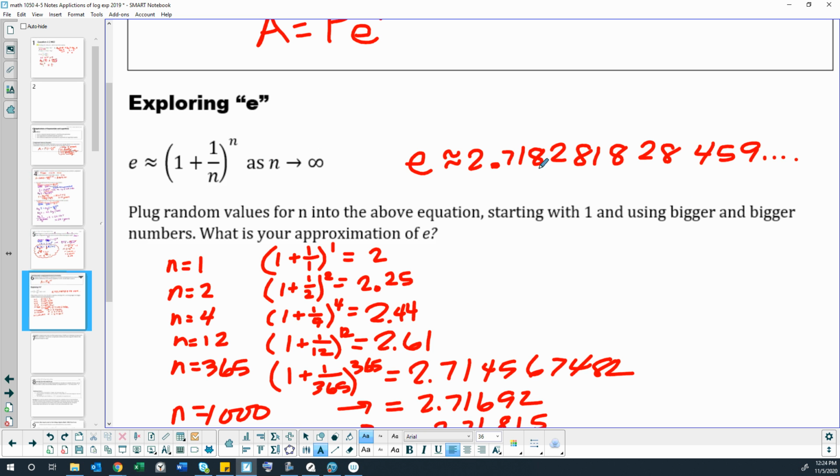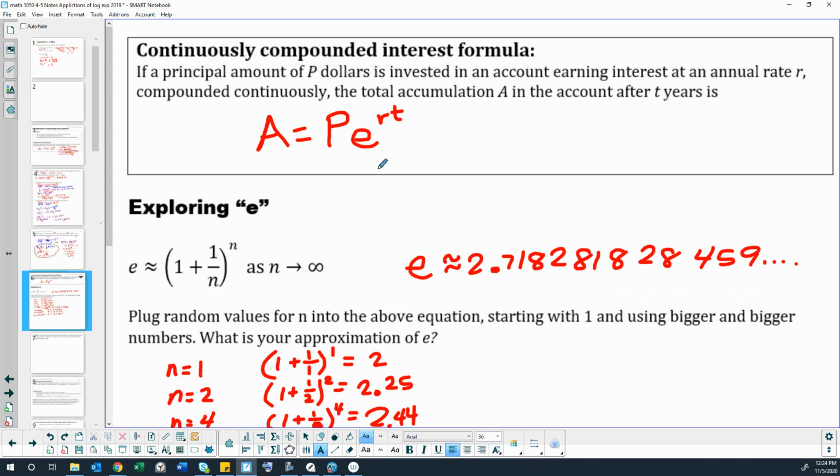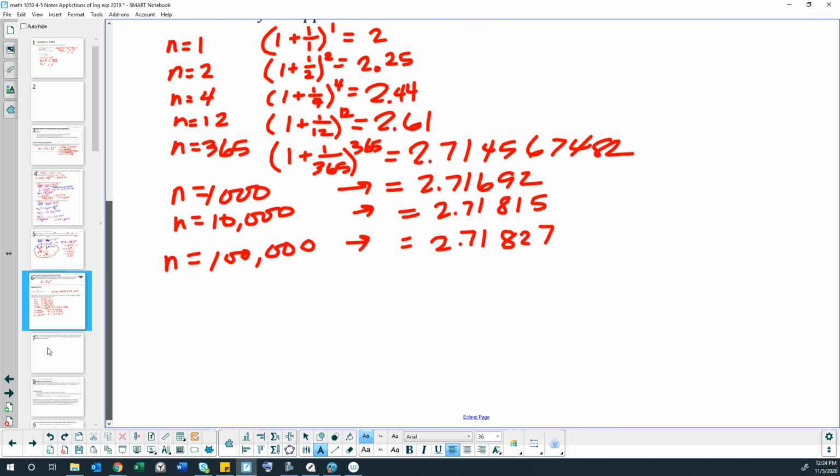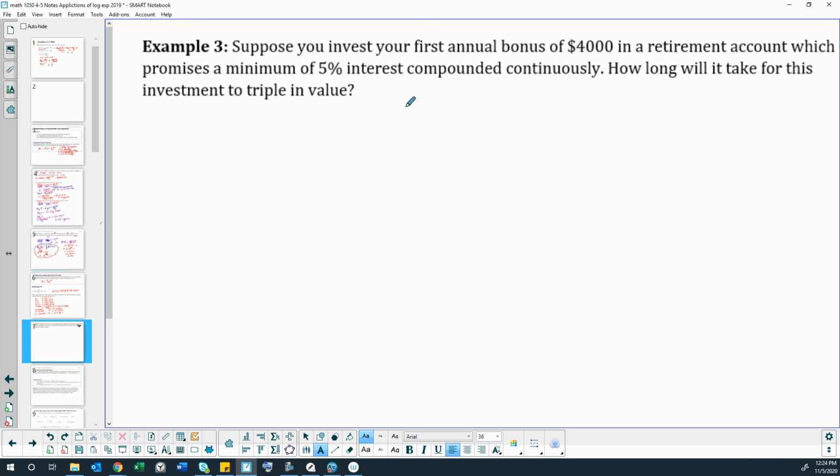So I feel like we've proved it to ourselves that this is the number of compoundings getting closer and closer and closer together, and we get this value e so that we don't even have to worry about the number of compoundings anymore. All right, let's use this in a problem. Suppose you invest your first annual bonus of $4,000 in a retirement account, which promises a minimum of 5% interest compounded continuously. Pay attention to that word. How long will it take for this investment to triple in value?